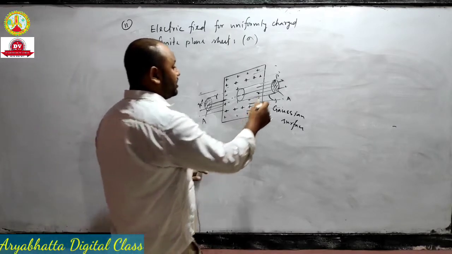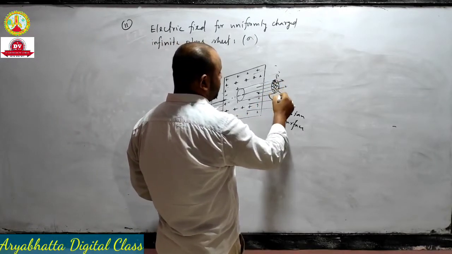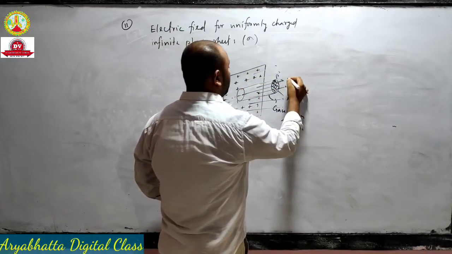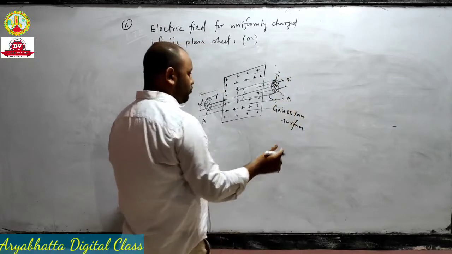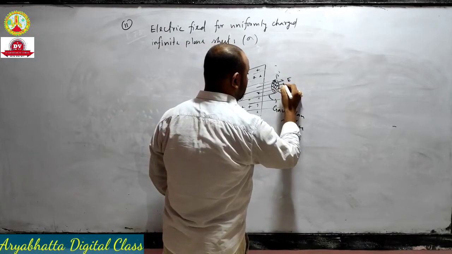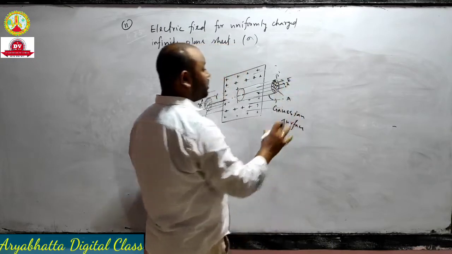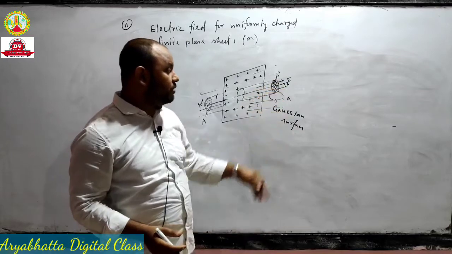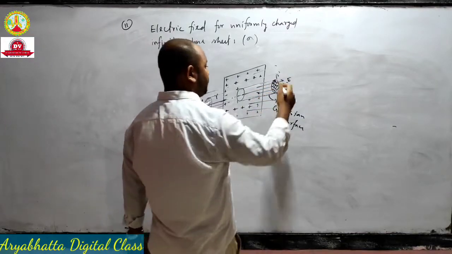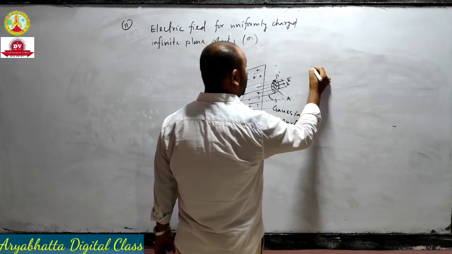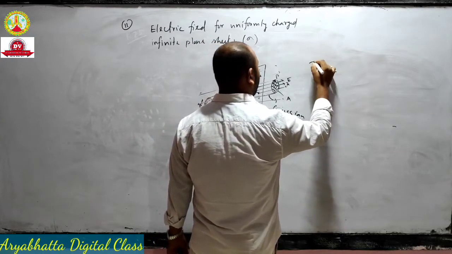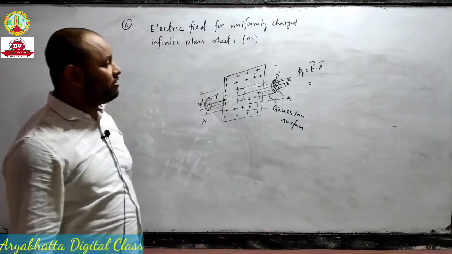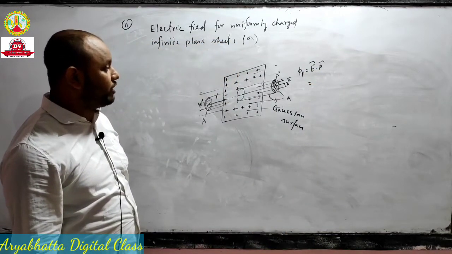For the right flat surface, the electric field lines are emerging out like this. If you consider the area vector at this point, the direction of the area vector is normal to the surface, and the angle between the electric field and the area vector is the same. That is why the flux for the right surface, phi r, will be E dot A.